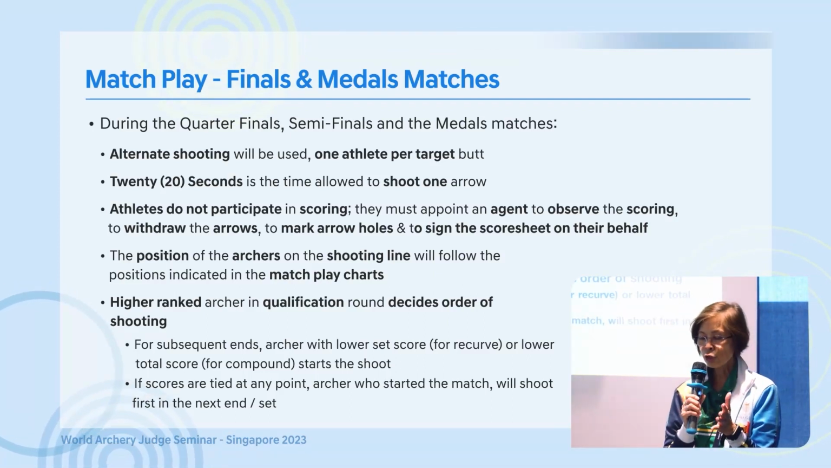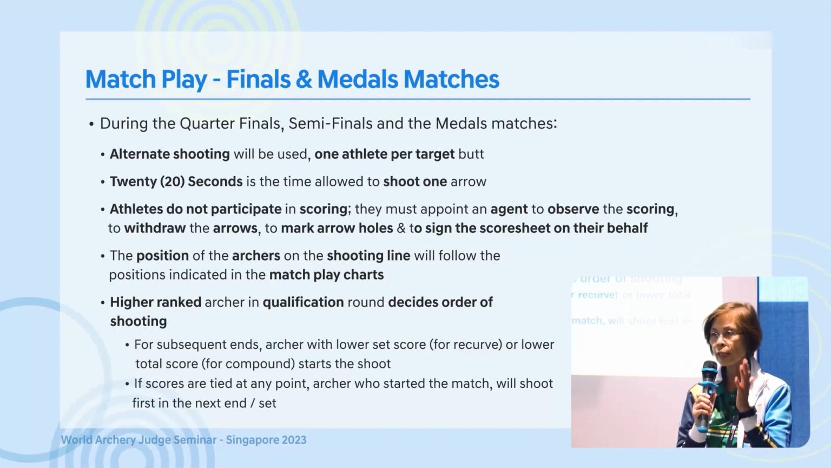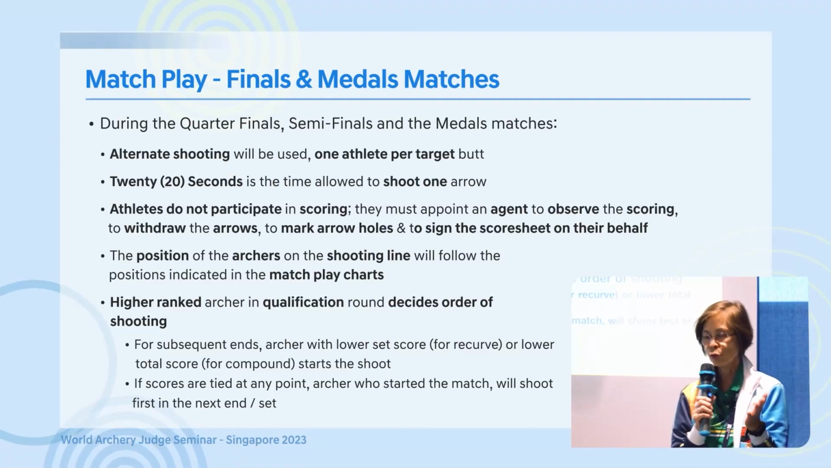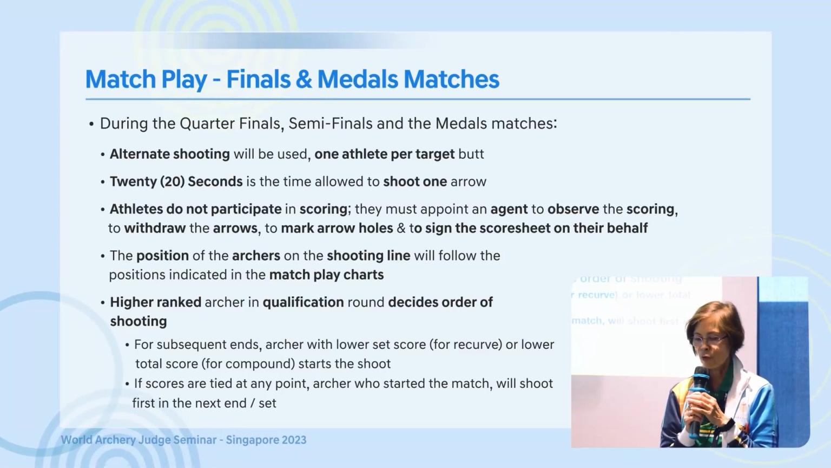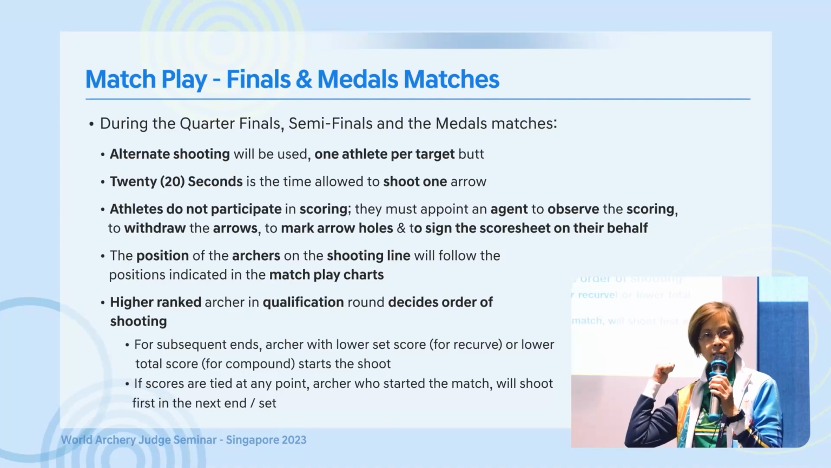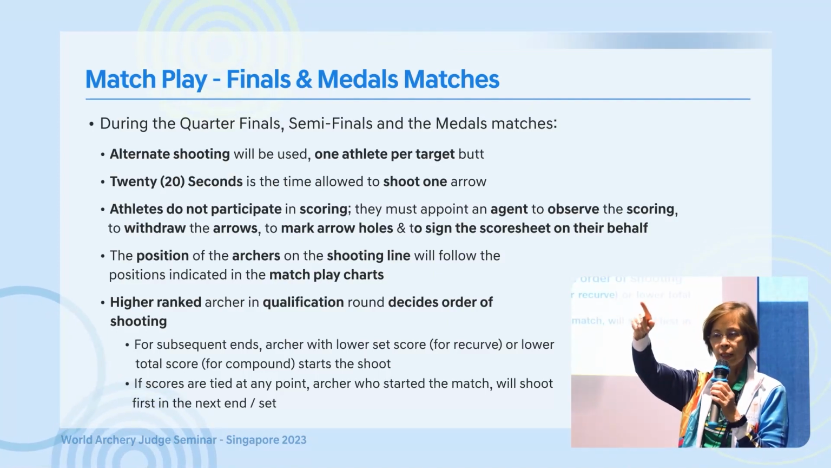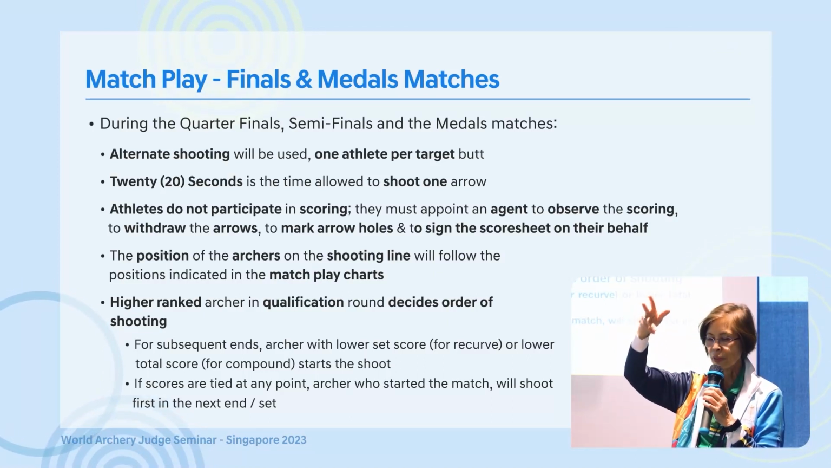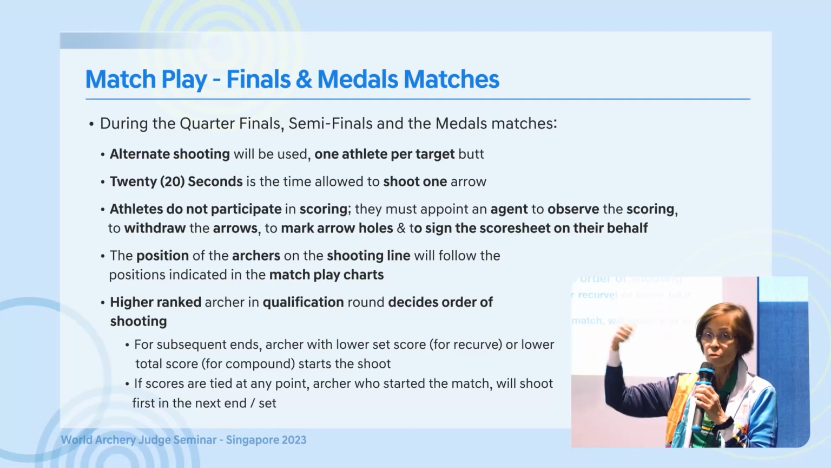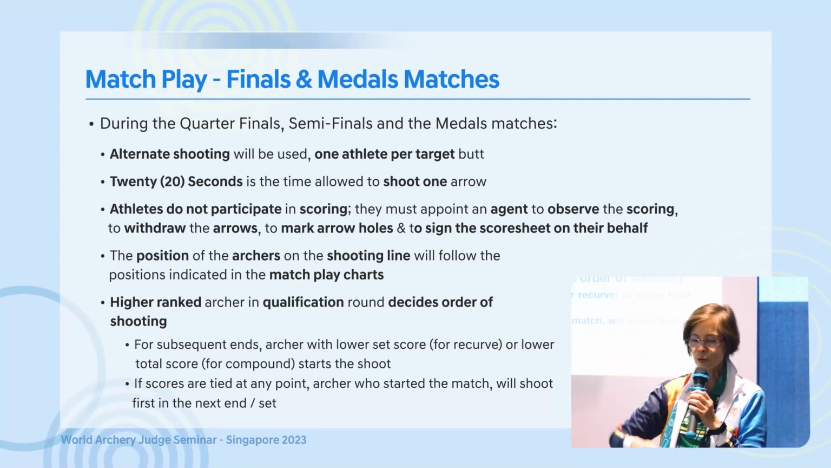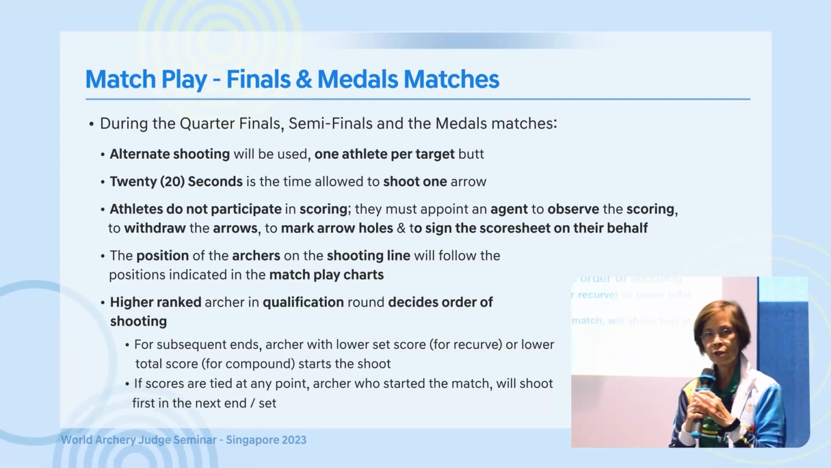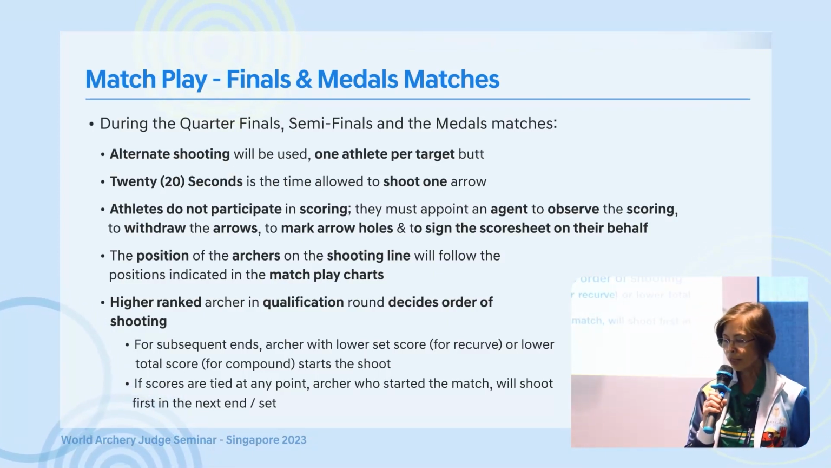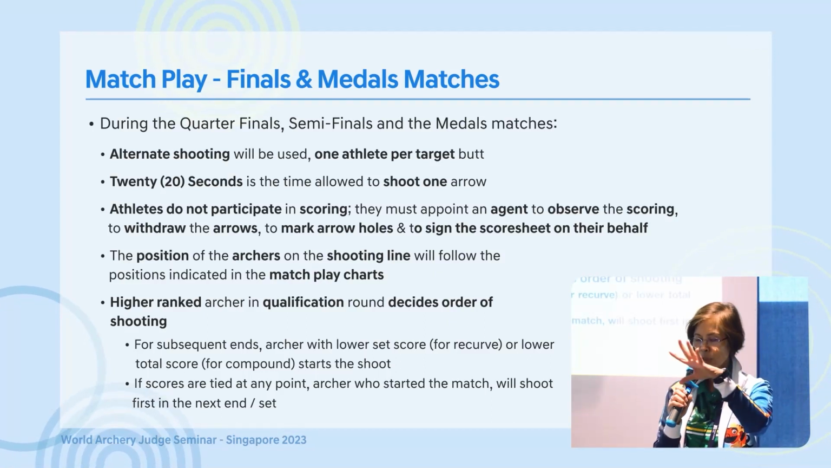So alternating shooting will be used for the medal matches, 1 athlete per target butt. And it's 20 seconds, the time allowed to shoot 1 arrow. Of course, the athletes stay at the line and they have their agents at the targets, at the blinds. And the agents are to withdraw the arrows, to mark arrow holes, sign the score sheet after the match. And the position of the archers on the shooting line, again, will follow the position in the match play charts.